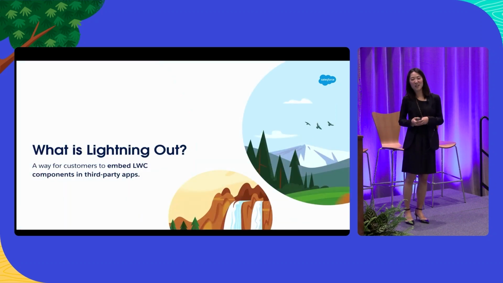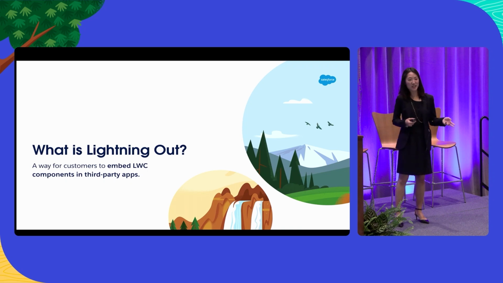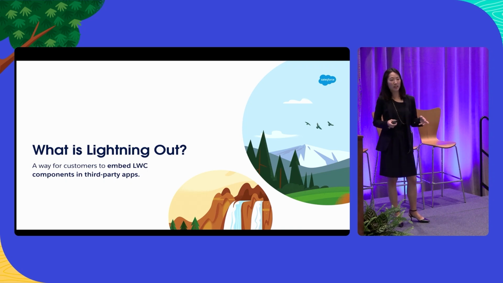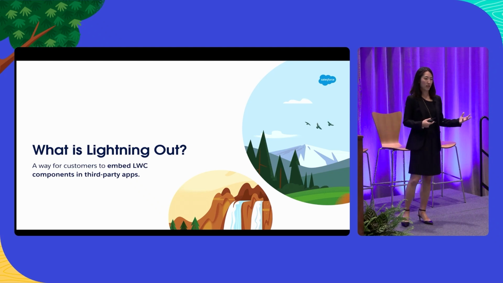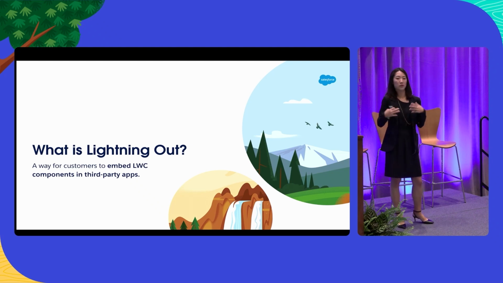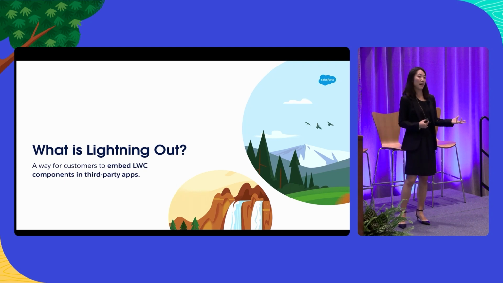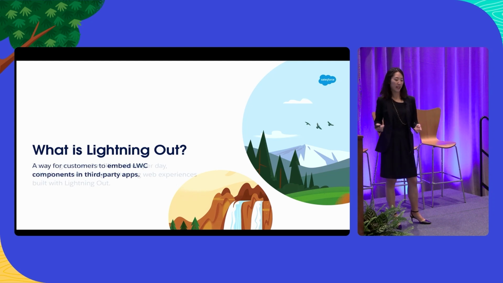Lightning Out is a framework that allows you to embed LWC components in third-party non-Salesforce environments. This is especially powerful because it allows you to use your already created LWCs that you have on Salesforce and reuse them across your technologies. There's no need to migrate anything or export or import your data, but simply use the components that you already have built out across your Salesforce and non-Salesforce applications.